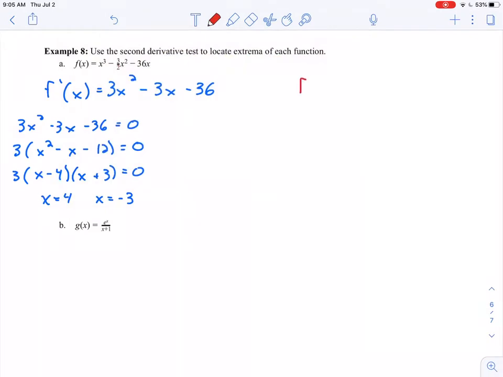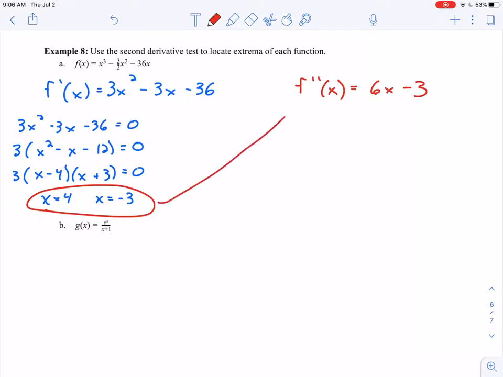So I'm going to find the second derivative first of all, so f double prime of x. I'm going to take the derivative of this function. So let's see, I should have 6x minus 3, and the derivative of negative 36 is 0. I'm going to take the two critical numbers that I found here, or however many critical numbers you have, and plug those into my second derivative. And I'm interested in, do I have a positive second derivative or a negative second derivative?